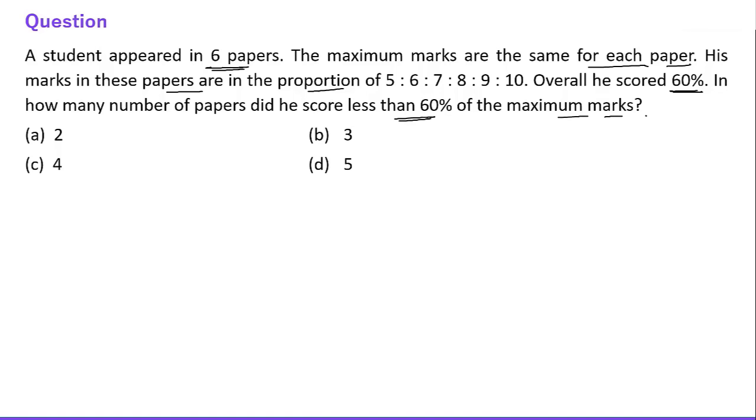See everyone, here, let's say in first paper, it is 5 given. Let's say he is scoring 50, 60, 70, 80, 90 and 100, right everybody? Let's say he is scoring marks in this order. In first paper, he is scoring 50. In second paper, he is scoring 60. In third paper, he is scoring 70. In fourth paper, he is scoring 80. In fifth paper, he is scoring 90. And in sixth paper, he is scoring 100. I repeat, this is first paper, second paper, third paper, fourth, fifth, and this is sixth paper, right?